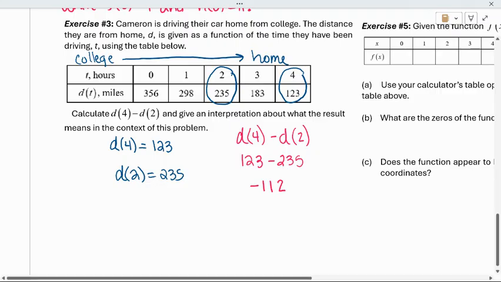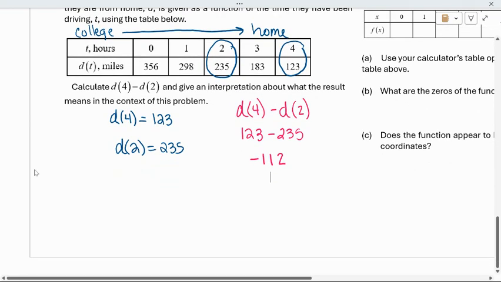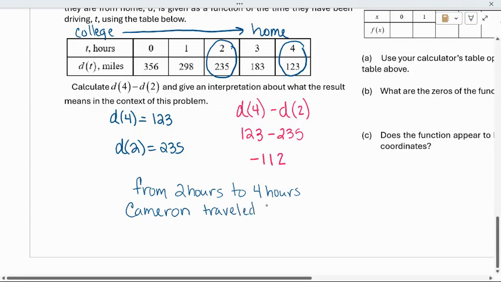It says, give an interpretation about what this result means. So that means, how many hours have passed? Well, from 2 hours to 4 hours. Did it say Cameron? I think that was the name. Cameron traveled 112 miles.